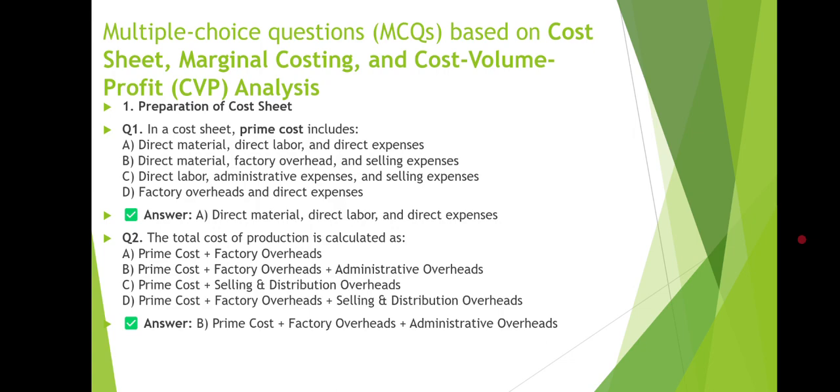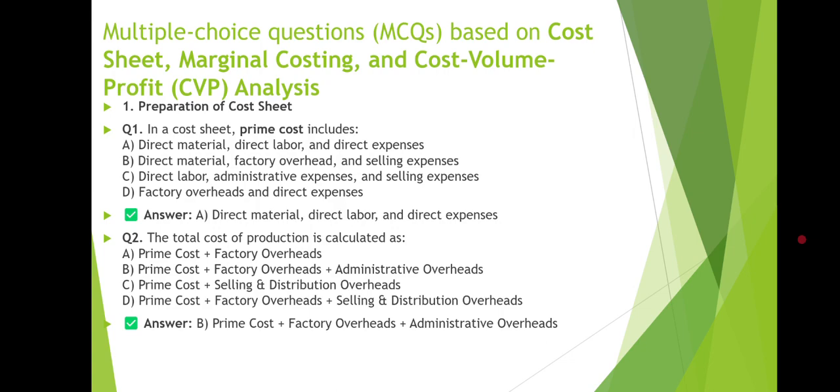So these are the multiple choice questions and answers based on these topics. First topic we have preparation of cost sheet. First question: in a cost sheet, prime cost includes direct material, direct labor, and direct expenses. I already mentioned this in the first slide. This question is covered under that topic.